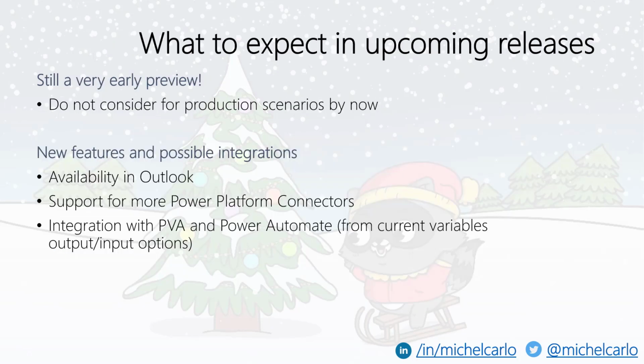What we can expect in upcoming releases. At the moment, this is a very early preview, so don't consider it for production scenarios by now. Microsoft already announced that we are going to have new features coming in the near future, such as availability in Outlook and support for more Power Platform connectors. And it's not announced, but if we play around with cards, we can see from the variables configurations that there are options of input and output variables to send values to a bot or flow. So basically, from that, we can imagine that there's going to be some integration with Power Virtual Agents and Power Automate as well.